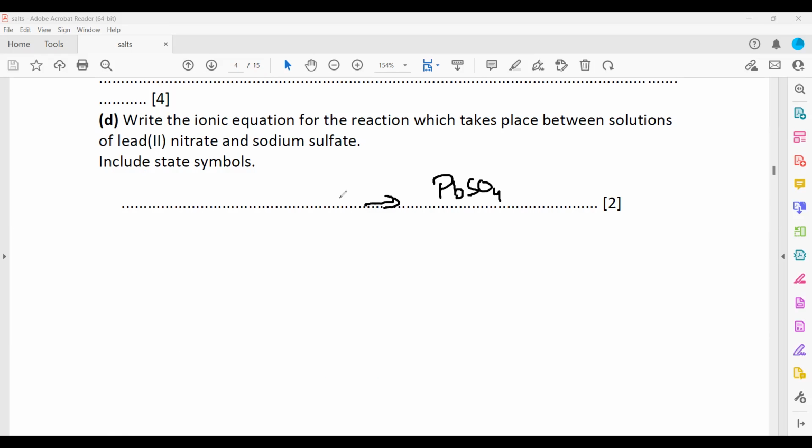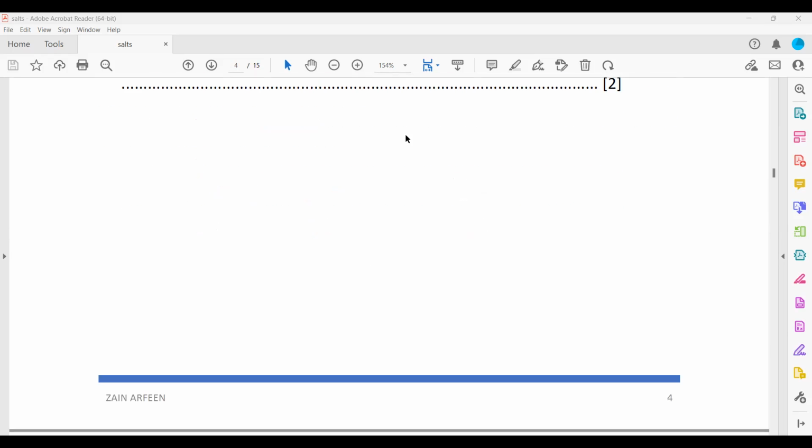And here we have to include the state symbol. So what are the ions present here? If we want to prepare lead sulfate, what are the ions present? Pb2+ and SO4 2-. Pb2+ and SO4 2-. And include the state symbol. So for ions, it is always aqueous. And for solid, the precipitate will always be solid. So this is the ionic equation. It's of 2 marks. 1 mark is for mentioning the ions in the product, and 1 mark is for the state symbols, correct? So ions are always aqueous and the precipitate is always a solid.